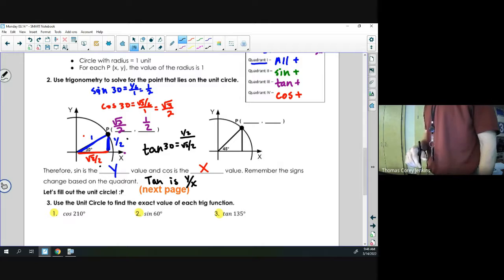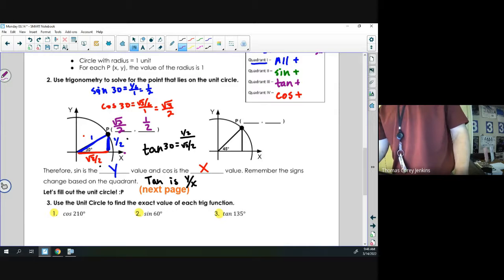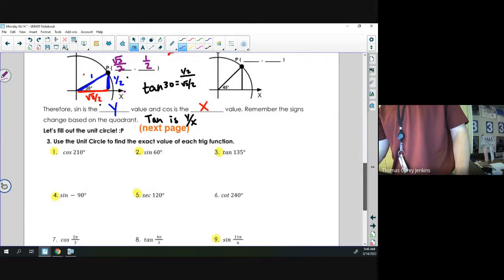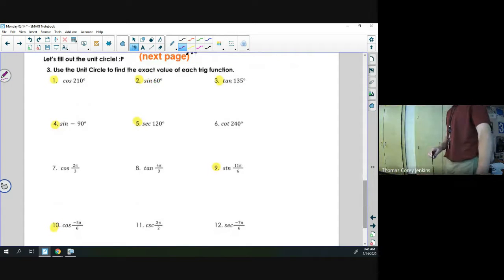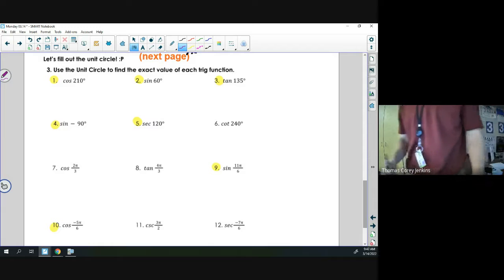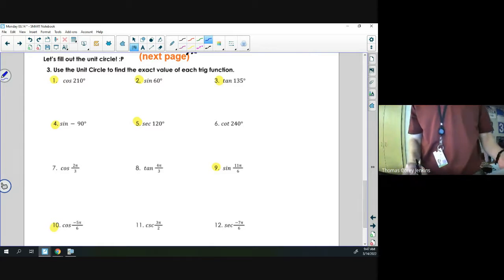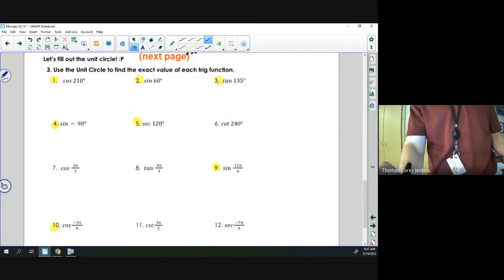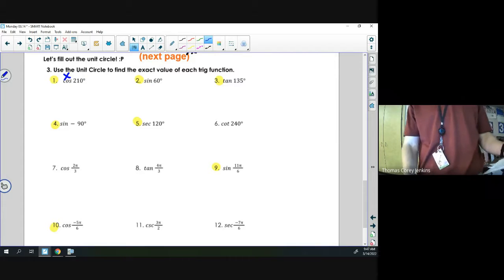All right, so now that we've gone through that, we'll skip the 45, 45, 90. I did some stuff on that in the notes, but let's go ahead and do our examples where we're using the unit circle to find some exact values. All right, let's just jump right into it. Based on what we just went over, we're going to find cosine of 210. Cosine, we said, was the x value. So I'd put an x above there. So x value for 210.